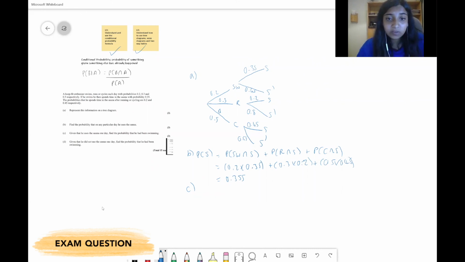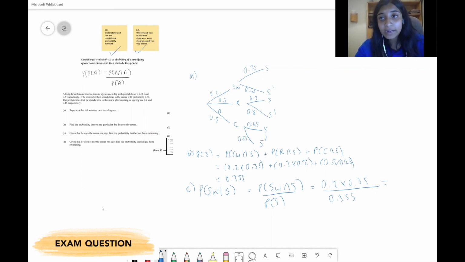So now if we move on to part C, it says given that he uses the sauna one day, find the probability that he'd been swimming. So you want to find the probability that he was swimming given he used the sauna. So that's the probability he was swimming and used the sauna, all over the probability that he used the sauna. So that's just 0.2 times 0.35 all over the probability that he used the sauna, which is what we calculated in the last question, which was 0.355. So if you apply that in your calculator, you get that this is equal to 0.19718.